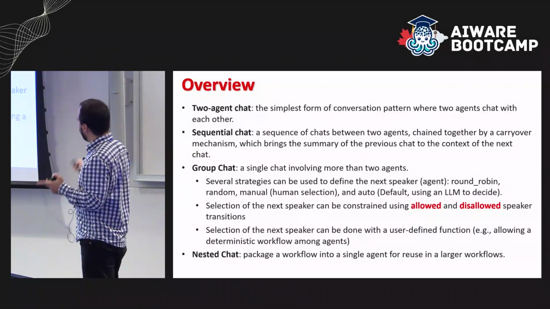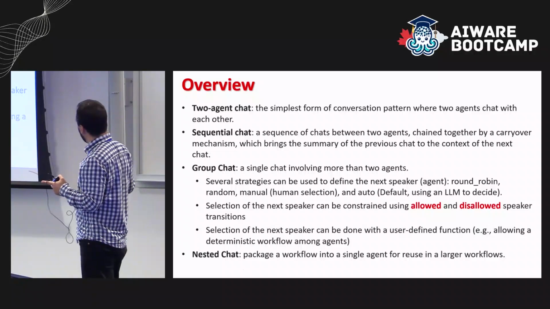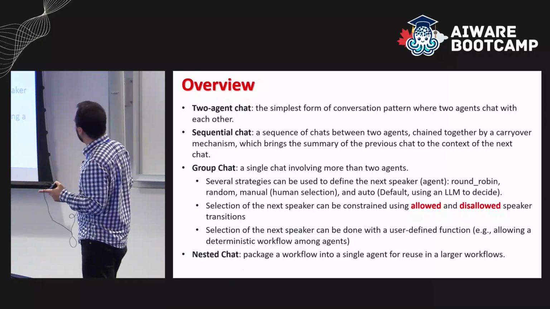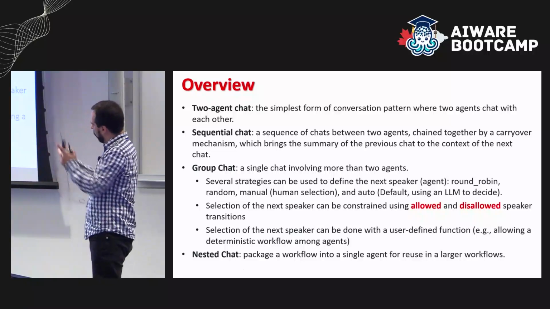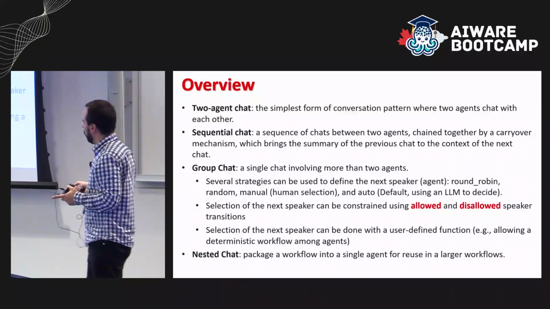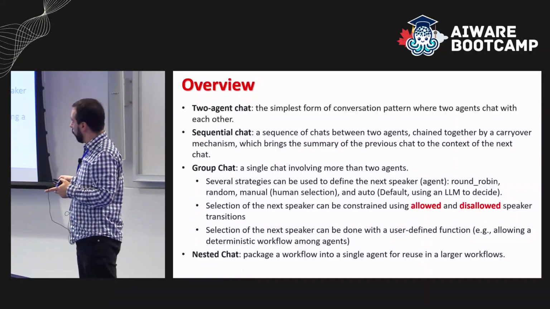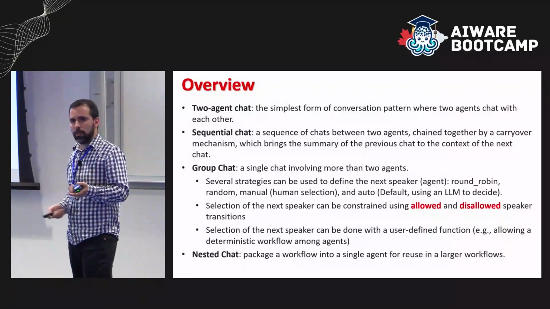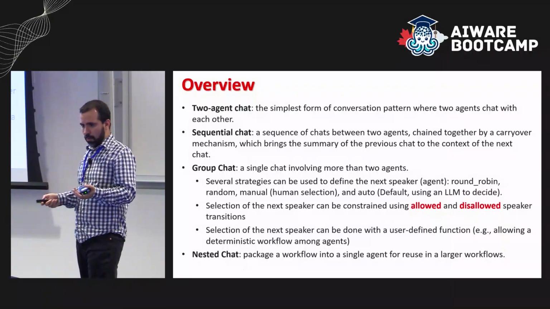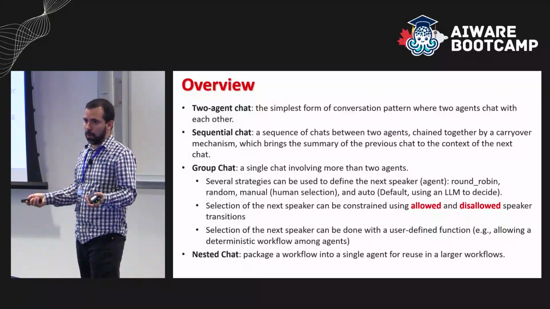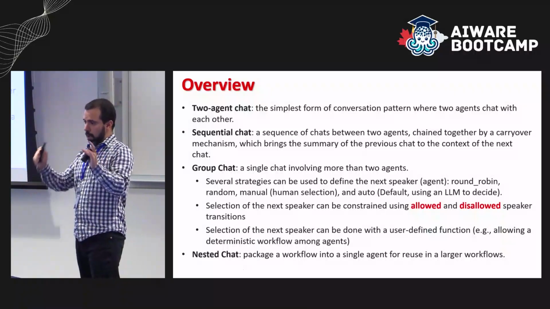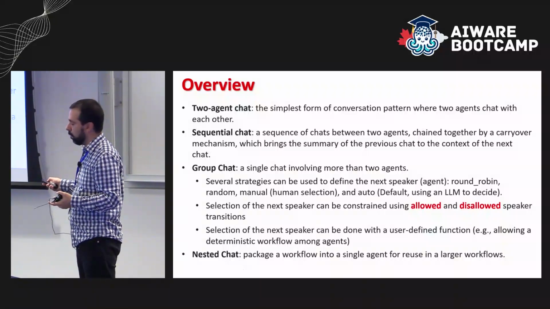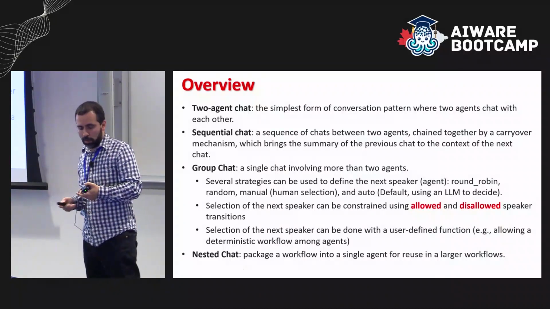So it's a sequence of chats between 2 agents chained together by a carryover mechanism, which brings the summary of the previous chats to the context of the next one. So it's like a little sequence of chats, as we'll see. Then we have group chats, and this is kind of cool. Basically, you use this when you have more than 2 agents, right? So maybe you want to go fancy, or you have a very complex problem that you have to decompose and have many agents work together to solve it. So this is probably one of the things you could potentially use.